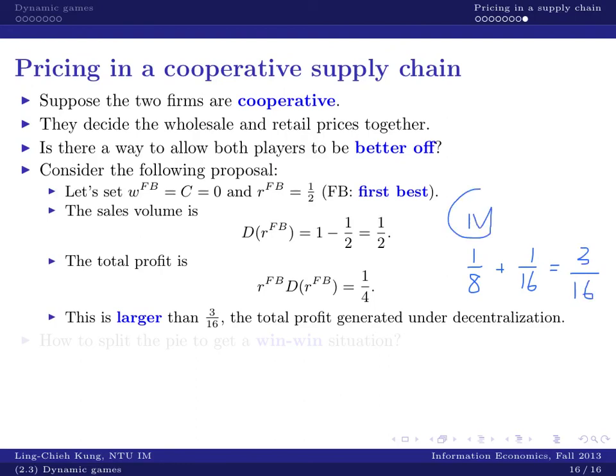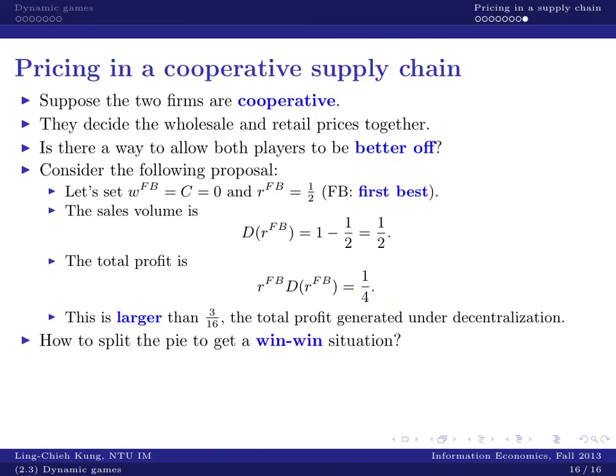This is the manufacturer's share, and this is the retailer's share. Okay? Under the second scenario, when they make decisions together, the total profit is here. It's 1 over 4. Okay? So now the question is, we know 1 over 4 is higher than 3 over 16, but is there a way to split the total profit 1 over 4 to make everyone happy? Now we show you how we may split the total pie to get a win-win situation.